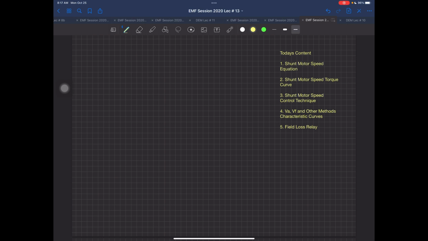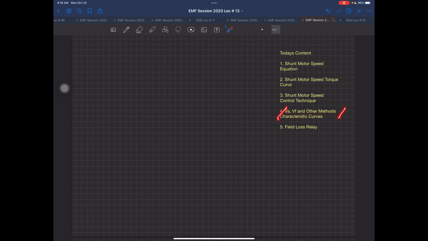So today we have the contents as the shunt motor speed equation, which we are going to see, and the speed torque curve of this one. For any machine, whenever you are going to compare it, we have to find out the speed torque curve. Then we are going to see the speed control techniques, the VA, VF and other methods characteristic curve. This is very, very important.